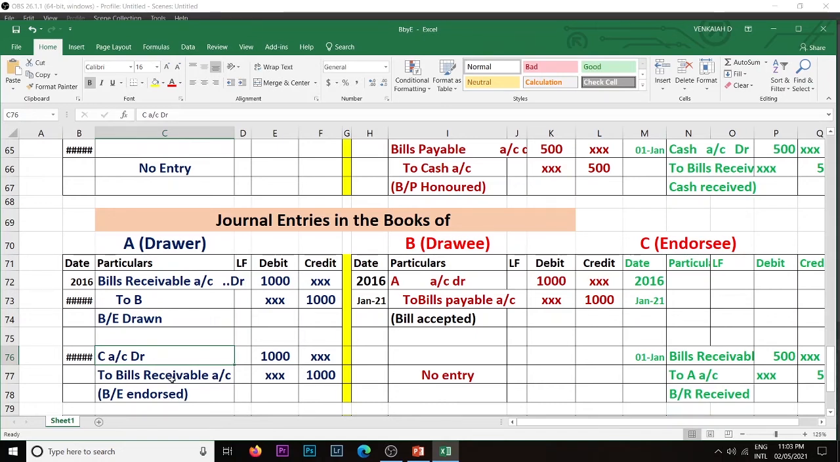C is a receiver in the books of A. C account debit to bills receivable account, bill endorsed. And next, the bill is received by C. For him it is bills receivable account debit to A account, bill received. Now the transactions between A and C.